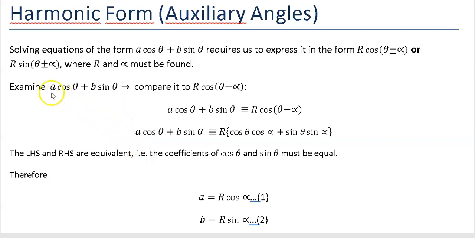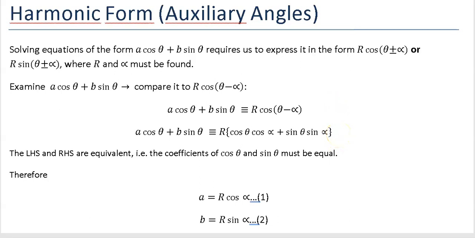Okay, right, we're going to look at this. If you have a cos theta plus b sin theta, we're going to compare it to r cos(theta minus alpha). Now, if you do out r cos(theta minus alpha), expanded it would be r cos theta cos alpha plus r sin theta sin alpha. That's just from your compound angles.